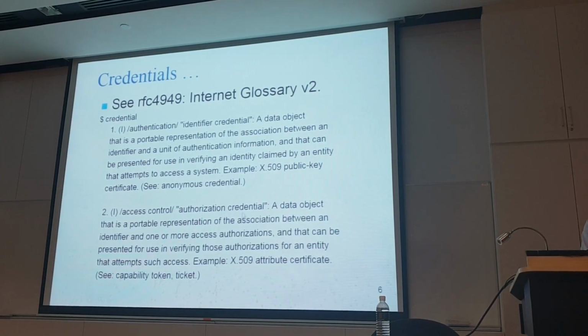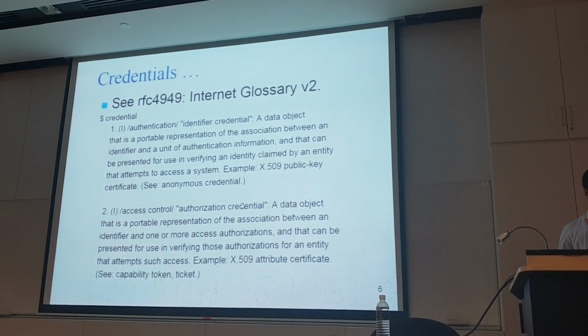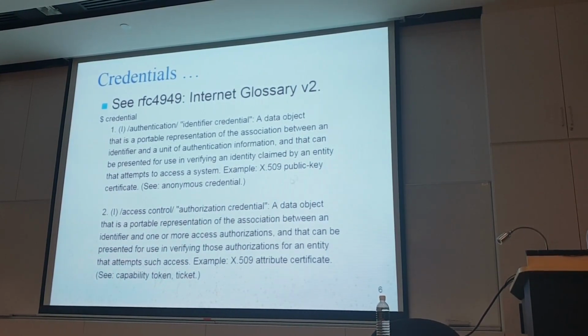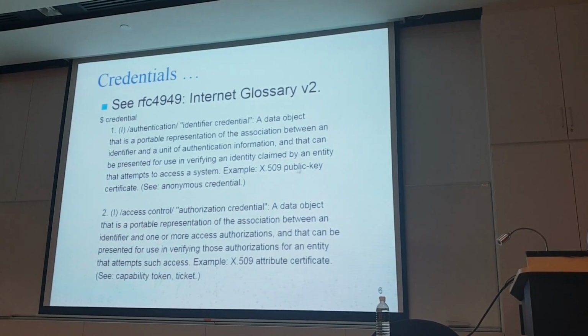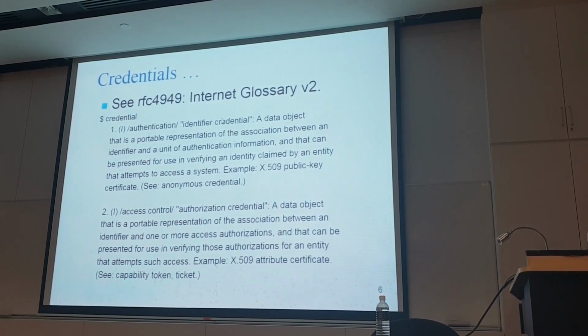So in network security and system security, we can have different credentials, right? We can have the public key certificate, which is some sort of identity credential, and then we can also have the attribute certificate, which is for authorization, right?